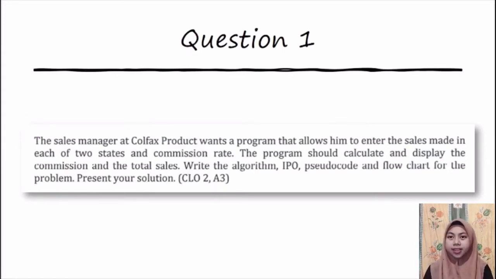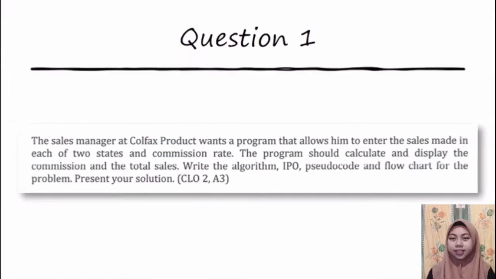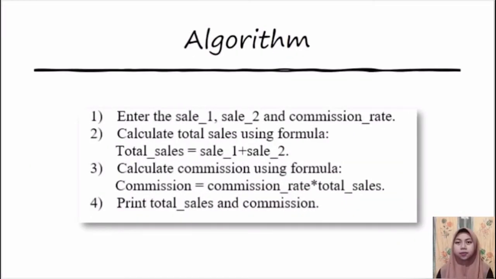For question 1 in PDE1, we write the algorithm, IPO, pseudocode and flowchart based on the problem given. The algorithm from this problem is: first, enter the cell 1, cell 2 and commission rate. Second, calculate total cell using formula total cell equals cell 1 plus cell 2. Third, calculate the commission using formula commission equals commission rate multiply total cell. And lastly, print total cell and commission.